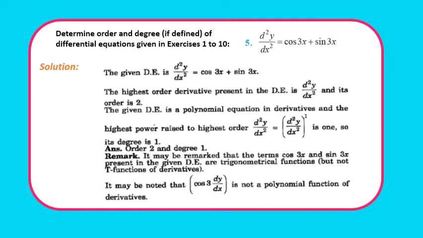Now you can be confused that we have cos 3x and sin 3x. But it has to be a polynomial in the derivatives in case of a differential equation. And here, cos 3x and sin 3x, 3x and 3x are not derivatives. So it is a polynomial in case of derivatives. The power of the highest order derivative, d²y/dx², is 1, so the degree will be equal to 1. Now the remark: the terms cos 3x and sin 3x present in the given differential equation are trigonometric functions, but not trigonometric functions of a derivative. Okay, so remember that difference. Pause and note down the solution.